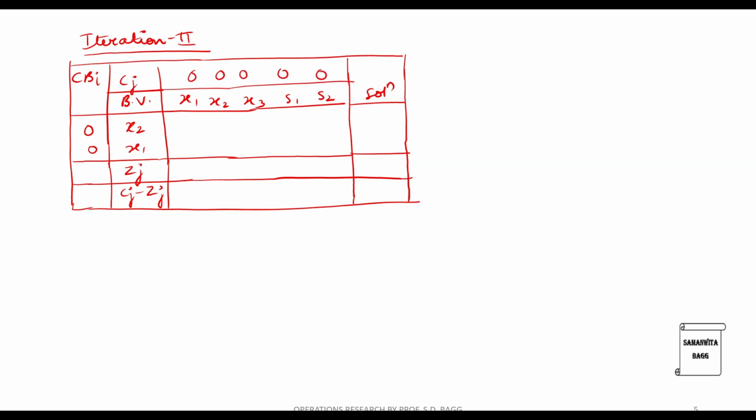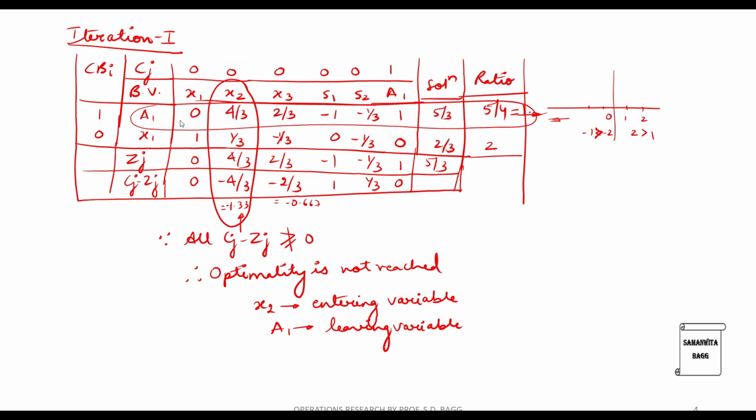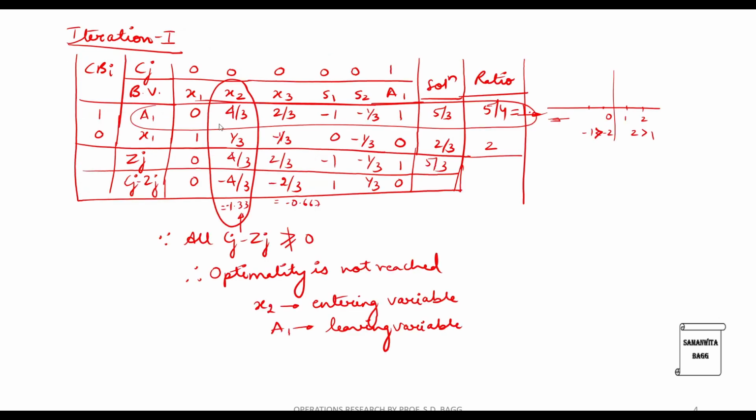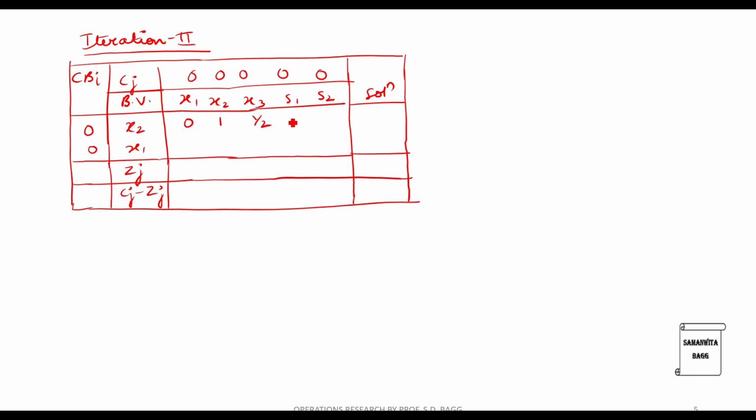Now let's complete the table. This is the key row. So I'll divide each element by 4 by 3. So this is 0. This is 1. x3 will be 1 by 2. Next will be minus 3 by 4. And this will be minus 1 by 4. This will be 5 by 4.